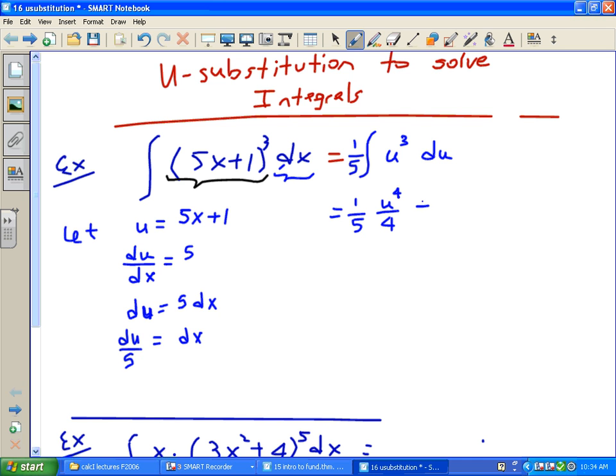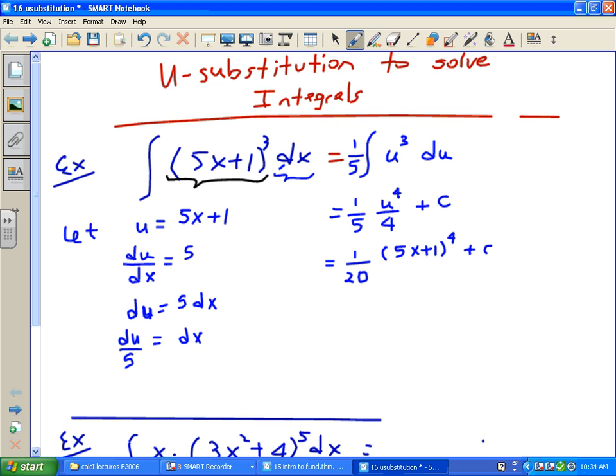And if you don't have limits of integration, we always put a plus c at the end. But here's the problem. The given question did not have a u. We brought the u in, and it's our job to get rid of it at the end. So what can I put instead of u here to get rid of that? Whatever you set it equal to in the beginning, right? 5x plus 1. So instead of u to the 4, I should write (5x plus 1) to the 4th.